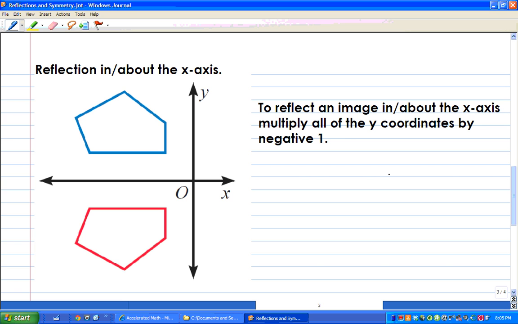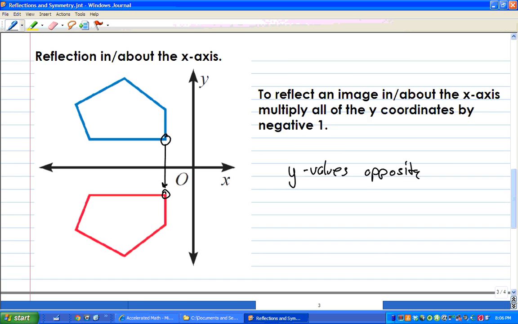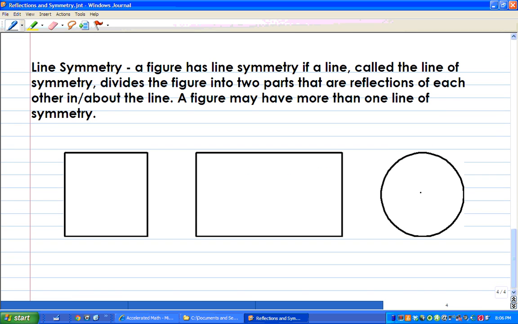Reflecting in or about the x-axis, all of the x values stay the same and the y values become opposite. Cool? Let's move on. The next thing we talk about is line symmetry.